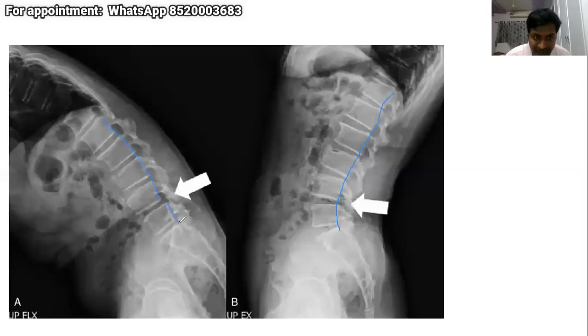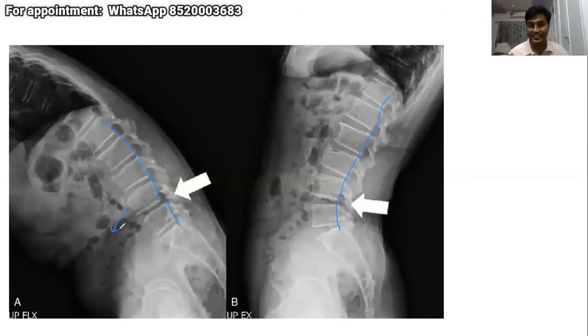Can you see the gap here? Yes, sir. So what happened to the upper vertebra relative to the lower vertebra? Upper vertebra flexion is more. Is it moving anterior or posterior? Anterior. So this patient has anterolisthesis or retrolisthesis? Antero. So what repetitive movement will be harmful to him?